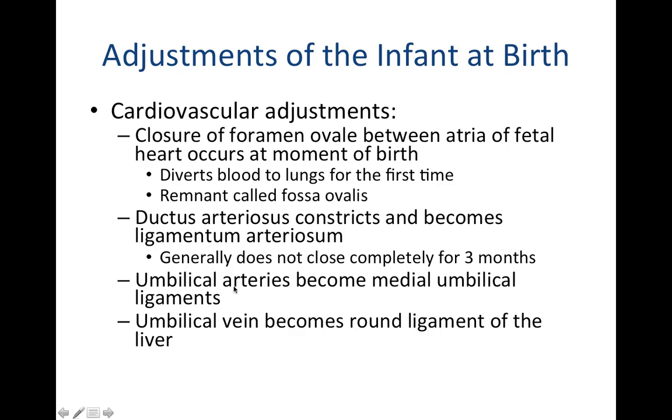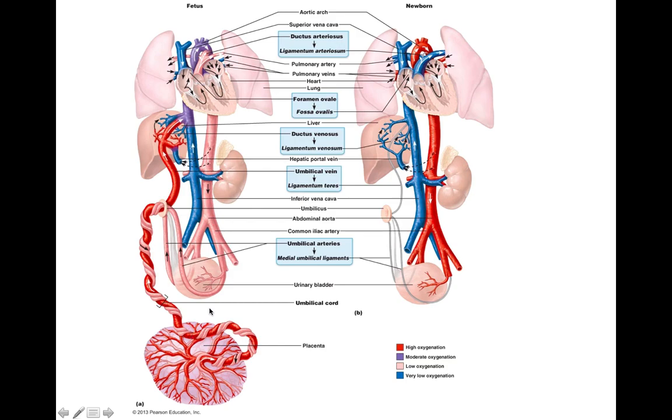And then you have changes in the umbilical arteries. Those become the median umbilical ligaments, and then the umbilical vein becomes the round ligament of the liver. So here's a picture of all that. So here's the fetus. Here's your ductus arteriosus that diverts blood from the pulmonary trunk and just sends that straight to the aorta. The foramen ovale right here allows blood to move between the right and the left atrium.